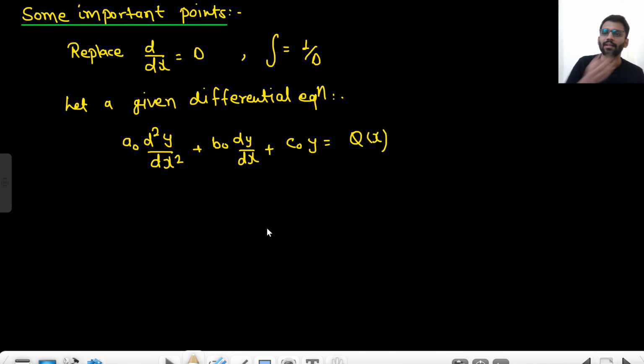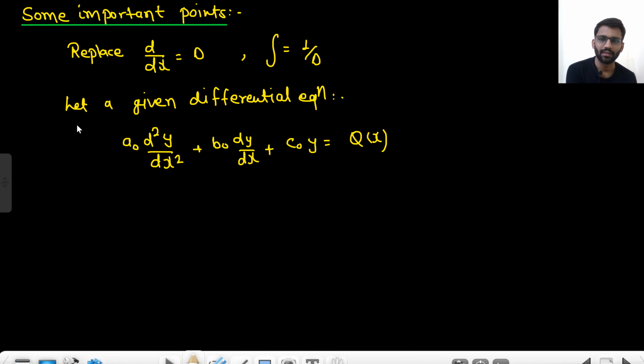Now some important points. Whenever you find d by dx, replace it with D. D by dx will be replaced with D, and integration will be replaced with 1 by D. Now don't ask the reason, even I don't know. Just go with the flow. That's how we need to solve it. We are not mathematicians. Whatever we need for network analysis, that we will learn. Even in maths, they won't explain the reason for writing d by dx equals D.